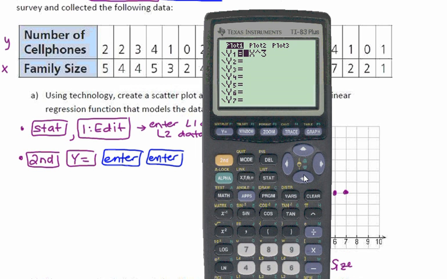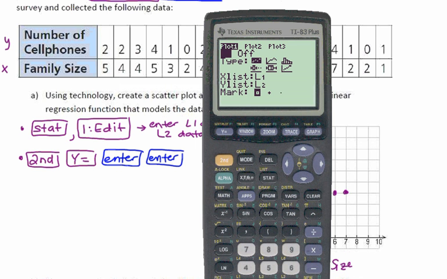The reason why I showed you the other way is that there we can actually change things. If you have multiple lists, you can change which lists we're looking at, like L1 and L2. You can change your dot type. So I want my markers to be pluses, or I can make them circles. And you can also choose different types of graphs. We want to do a scatter plot, and that's the first one.